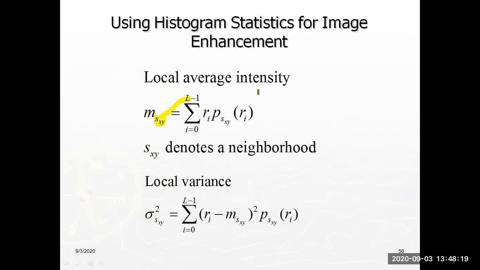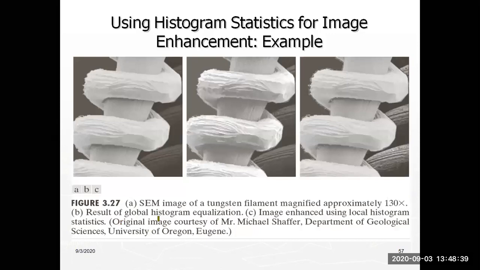So if you have one neighborhood set, we can easily calculate the mean and variance for that particular part. This S_xy is only a part, not the overall image. Like this we move across the entire image, and with this process the histogram statistics are also used for the enhancement process. The first image is the original, the second is due to the normal global equalization process, and the third one is due to statistics.